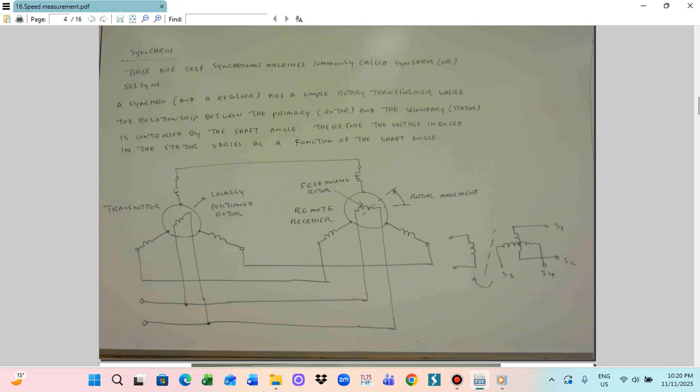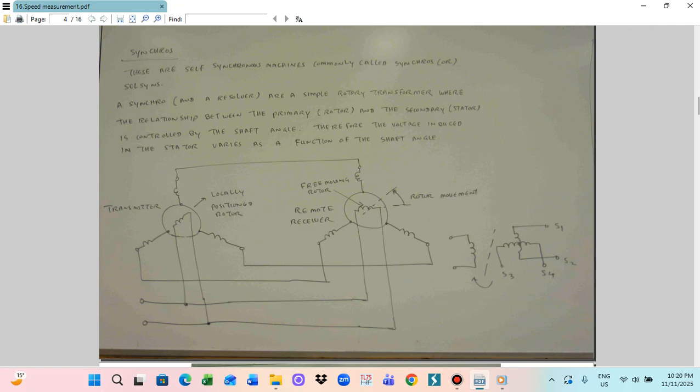These are also called test machines. We also commonly call them synchros or the testings. A synchro and the resolver are simple rotary transformers, where the relationship between the primary rotor and the secondary stator is controlled by the shaft angle. This is called the primary rotor and the secondary stator winding. They are controlled by the shaft angle. Therefore, the voltage induced in the stator varies as a function of the shaft angle. So therefore, I draw a diagram of the synchro.